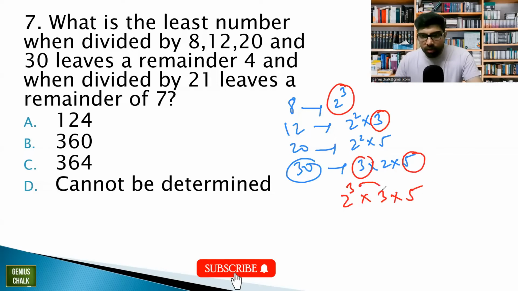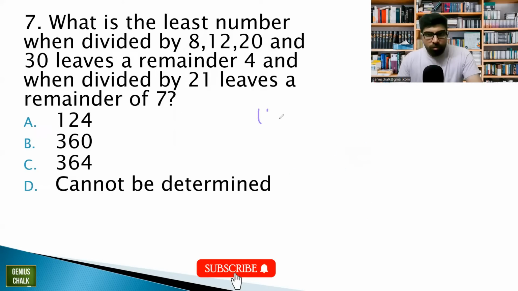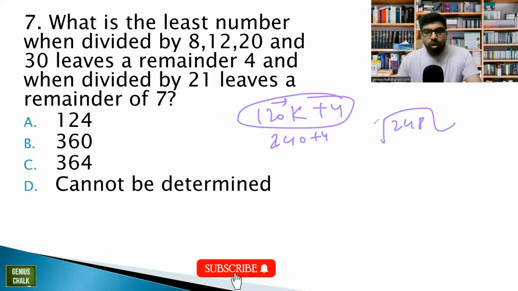Highest power. So 8 3s are 24, it's 120. Total of 120. And 120k plus 4 is our number. So if you take 120 into 2, suppose, that becomes 240 plus 4, 248. If you divide 248 by 21, are you getting this remainder? Just check. No, I guess you are not. So 248 is not the number.